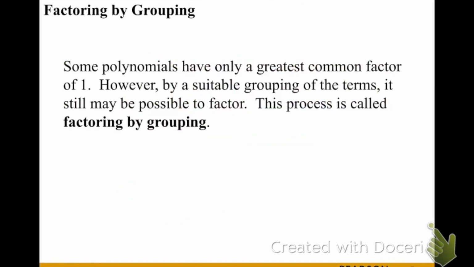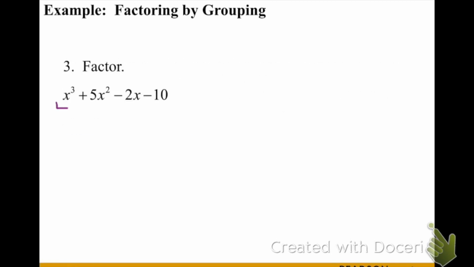In the case that we cannot take out a greatest common factor, we're going to try grouping if there are 4 terms in the polynomial we're asked to factor. In this case, we start by grouping the first two terms of the polynomial together, and then also the second two terms together. So if we look at the first two terms, we have x cubed plus 5x squared.